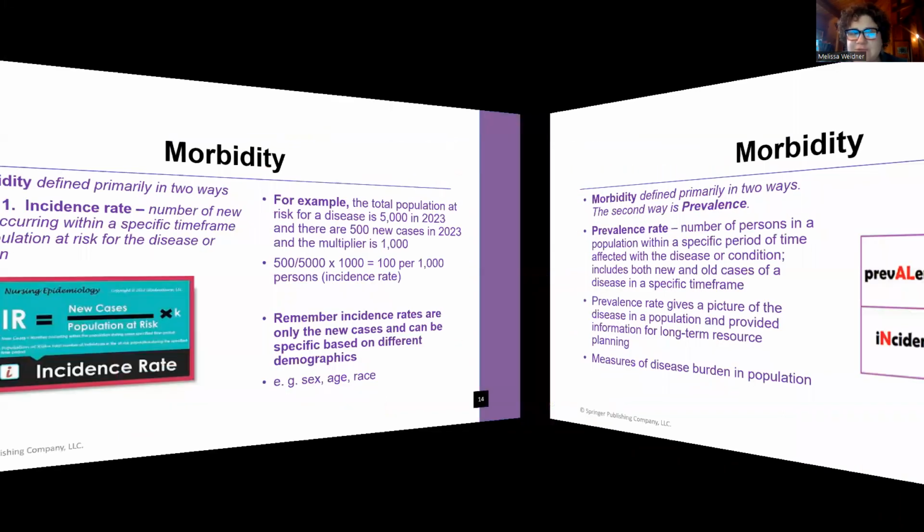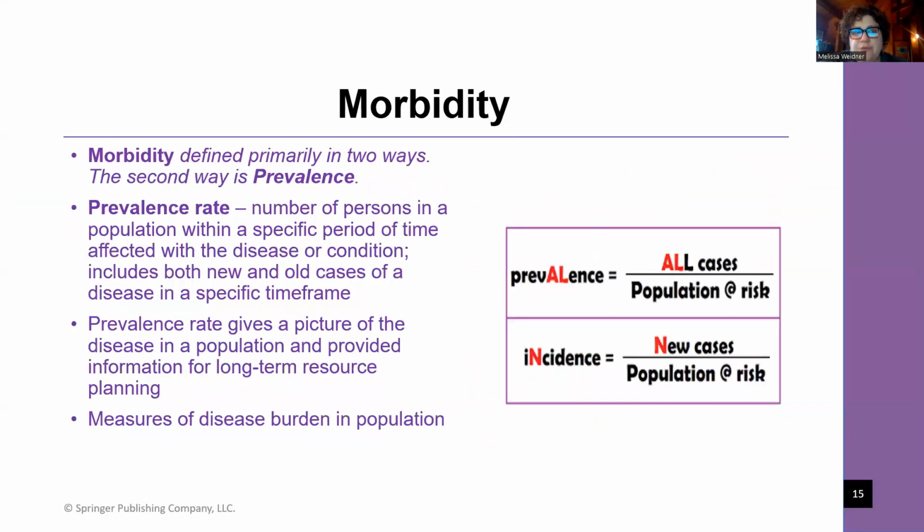So when we're looking at the disease rate, another way to describe it is prevalence. And the prevalence rate is the number of persons in a population within a specific time period affected with the disease or condition. And this includes both new and old cases. The prevalence rate gives a picture of the disease in a population and provides information for long-term resource planning. It also serves as a measure of disease burden of a population.